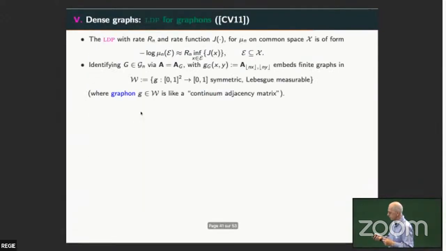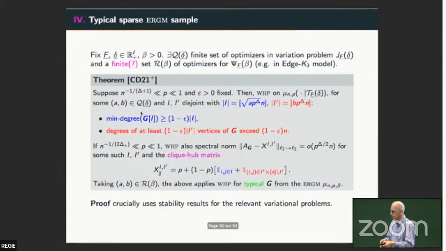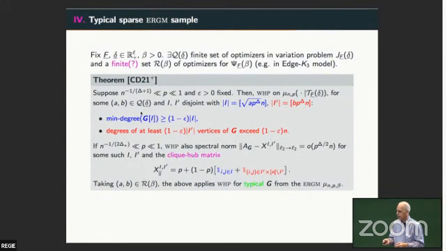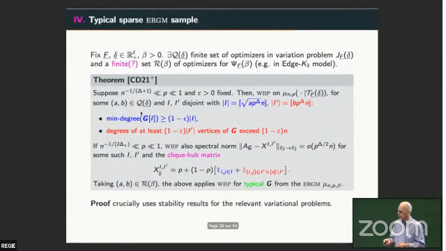Okay, the proof of this result hinges crucially on using stability for the variational problem. So the issue here is not the probability, but the analysis.